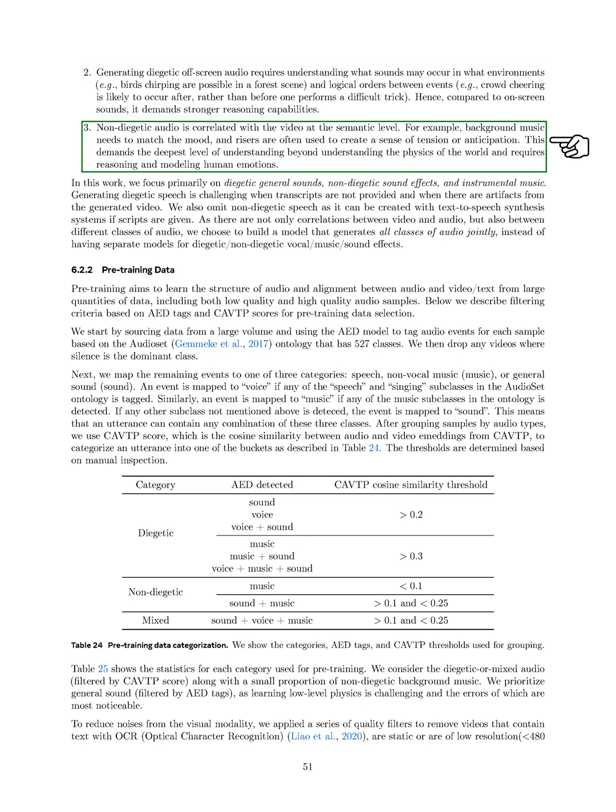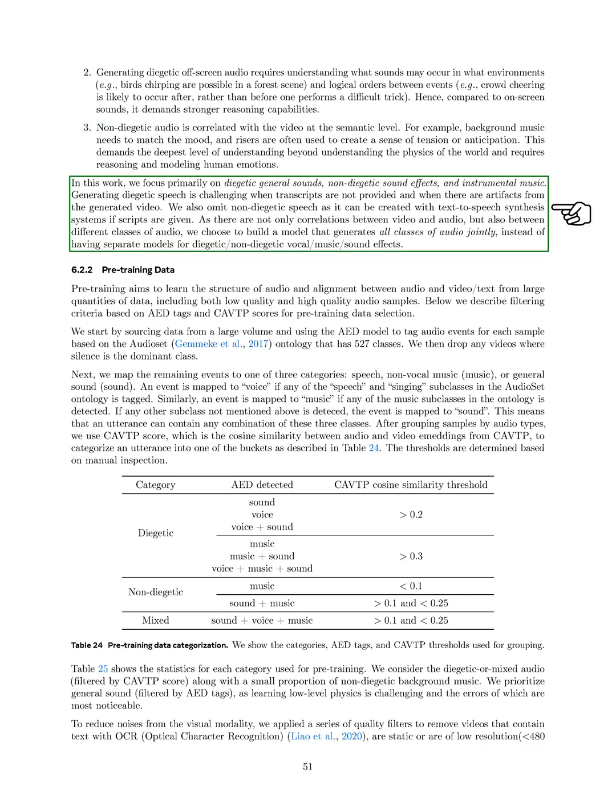Non-diegetic audio relates to the video at a semantic level, requiring deep understanding and reasoning about human emotions. In our work, we focus on generating diegetic general sounds, non-diegetic sound effects, and instrumental music. We find generating diegetic speech challenging without transcripts and omit non-diegetic speech, as it can be synthesized if scripts are available. Given the correlations between video and audio, as well as among different audio classes, we aim to build a model that generates all audio classes jointly rather than using separate models for each category.